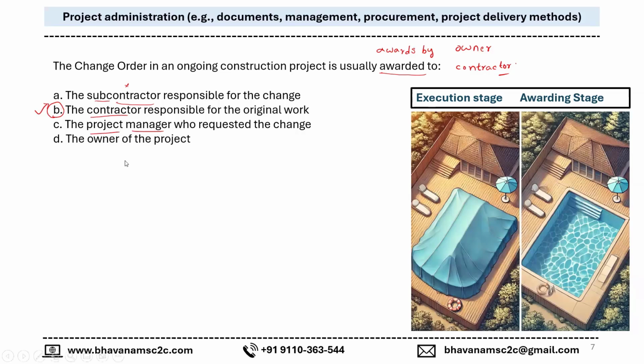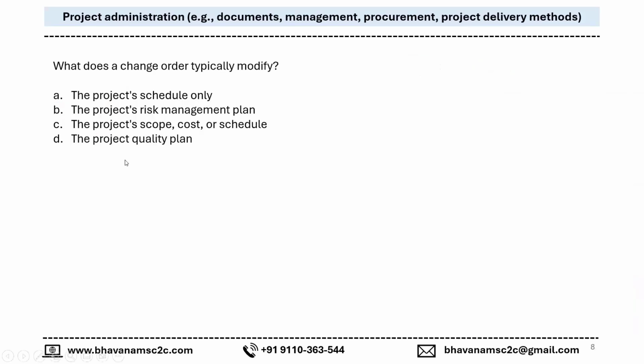Moving to the next page. What does the change order typically modify? The answer is C, project scope, cost, and schedule. Yes, it can change all three aspects. Let us move to the previous slide.